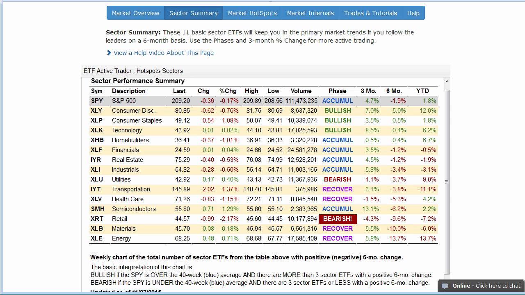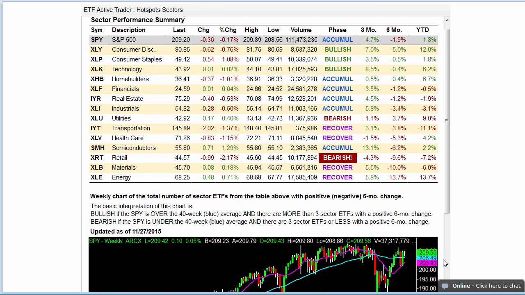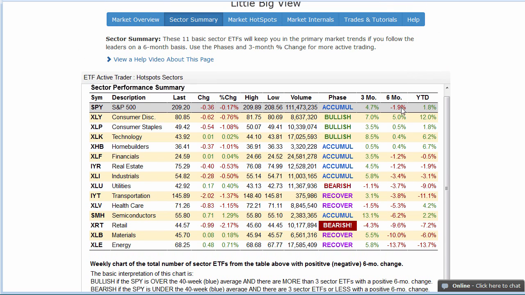Some of these tables are updated on a delayed basis. The chart down below is updated on a weekly basis. So intra-week, you can see how many sectors are positive on a 6-month basis. So right now, we've got 4. We really want more than 4, 5, 6. So as the market moves higher, we want to see these numbers climb.